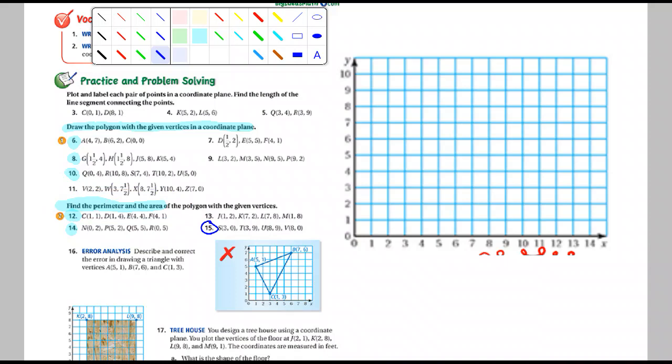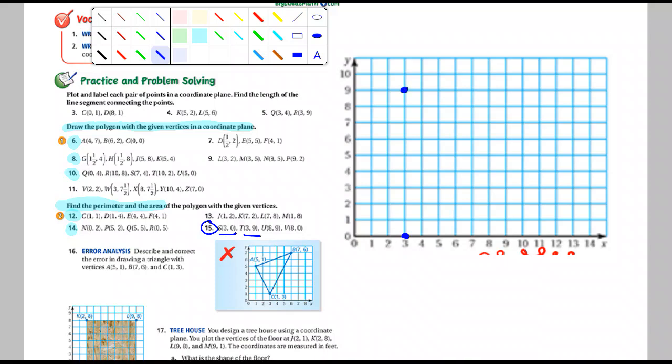So let me plot number 15 here. The first point is 3, 0. So 3, and then the y coordinate is 0. So I don't go up at all. The next one is 3, 9. So again, I start at 3 right here, and then I'm going to go up 9. So it's going to be right here.